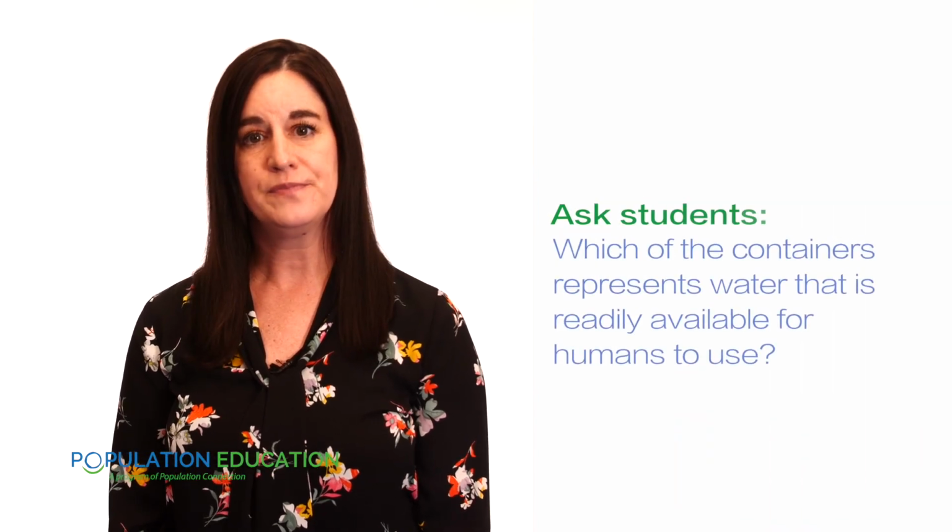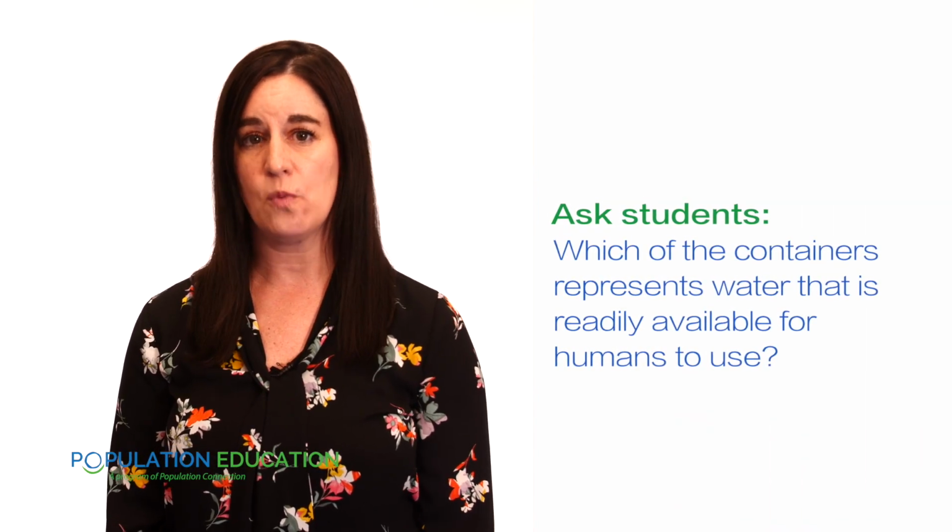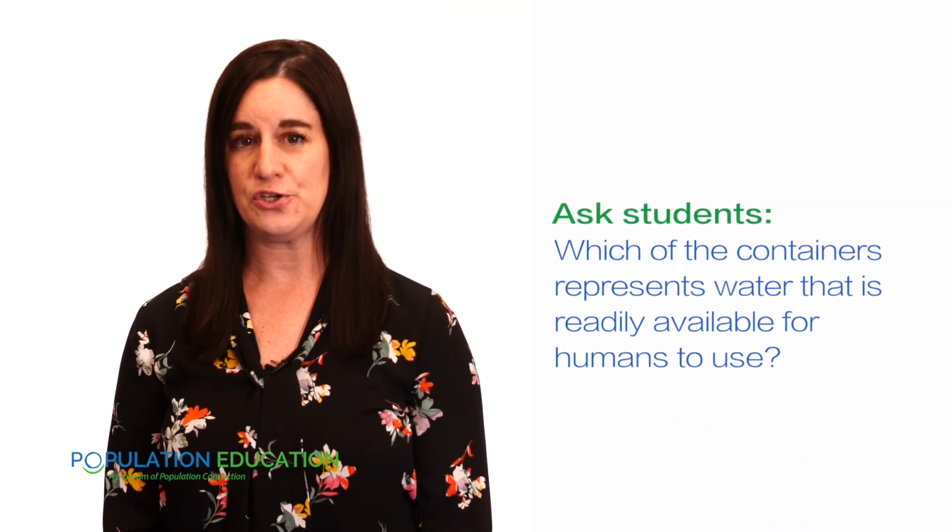After the demonstration, we offer some questions you can ask students. For example, which of the containers represents water that's readily available for humans to use? Only the container marked accessible freshwater represents a readily available and drinkable water supply. The deep groundwater is also freshwater, but it is not readily available.